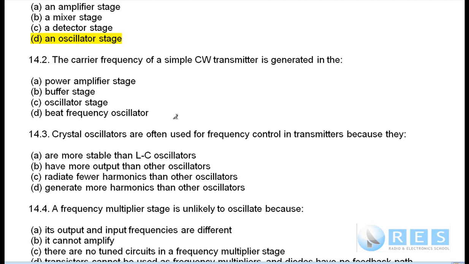14.2. The carrier frequency of a simple CW, that's Morse code transmitter, is generated by, and if you remember the block diagram I put up of a CW transmitter, the carrier is generated by an oscillator stage. The only stage that generates a signal from nothing is an oscillator. The simplest form of transmitter is a power supply and an oscillator. Even better would be a power supply, an oscillator, and an amplifier. Move on.